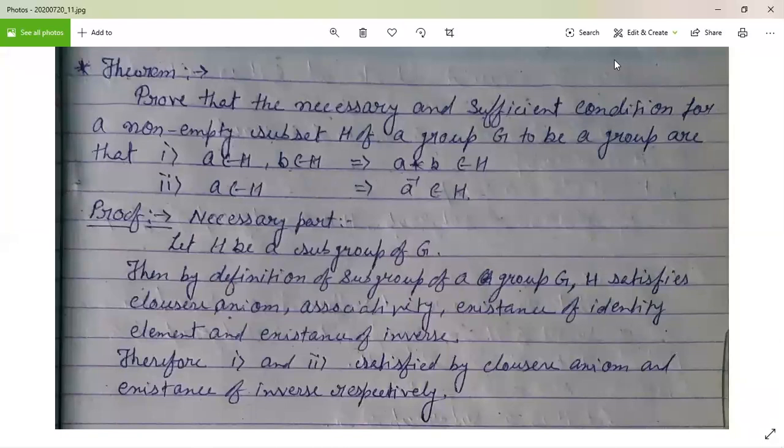In your last class, I showed some theorems on subgroup of a group. I will extend some more theorems on subgroup of a group. Here, this theorem is the necessary and sufficient part to be a subgroup.